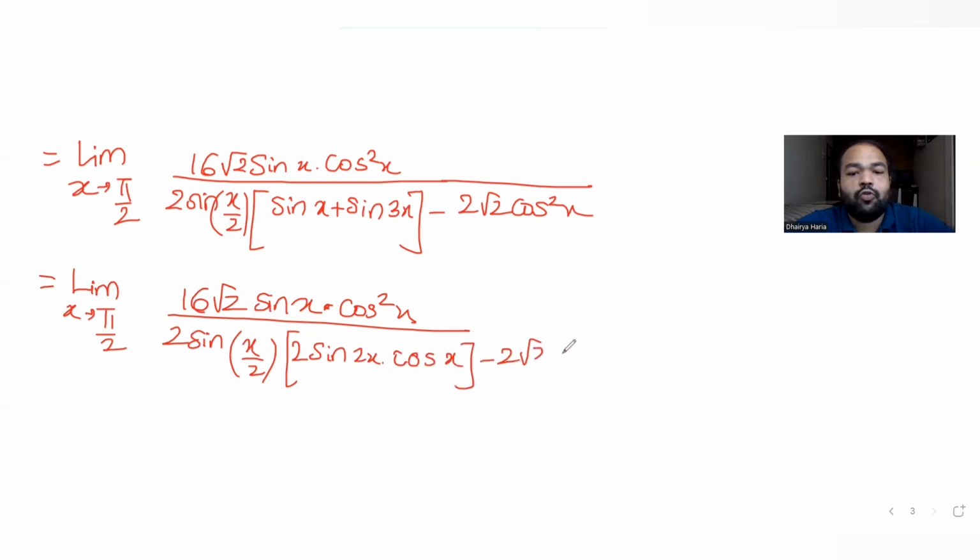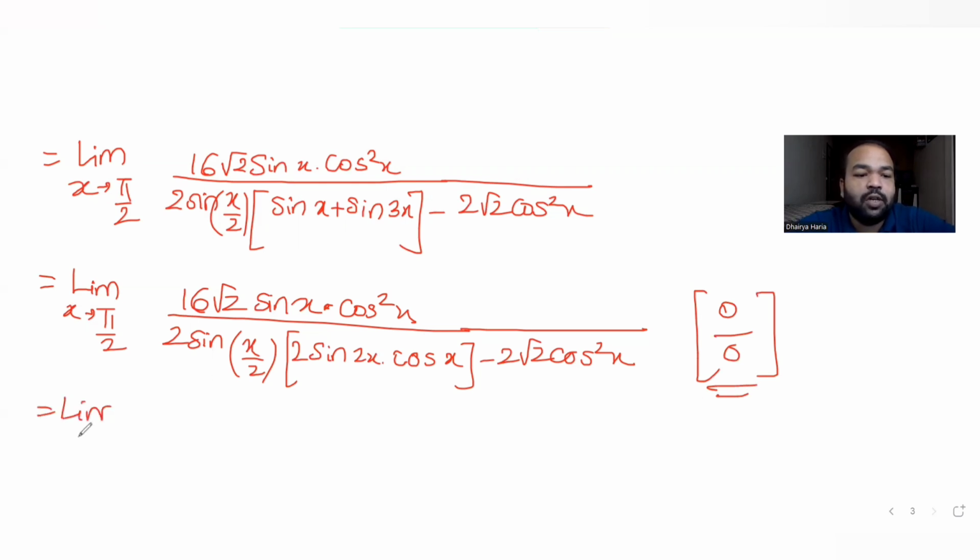and minus 2 root 2. Now here if you see, the problem I'm having is, if I substitute the limit x as pi by 2, sin pi by 2 is always 1, so that's not an issue for me. But if you see, cos pi by 2 turns out 0 in both the cases, right? So here also it is 0, here also it's 0, so it gives you an indeterminate form, that is 0 by 0.